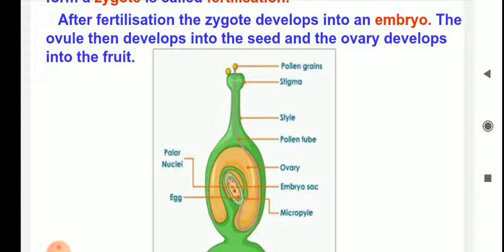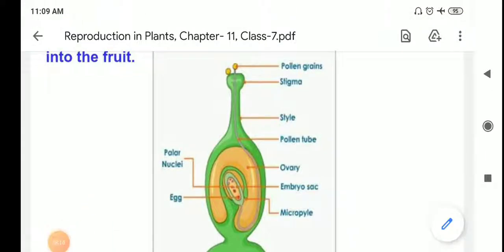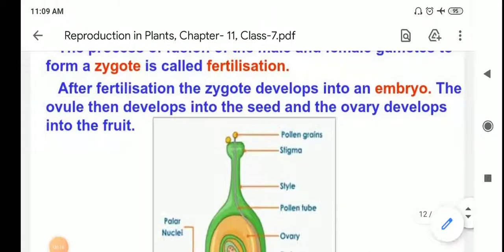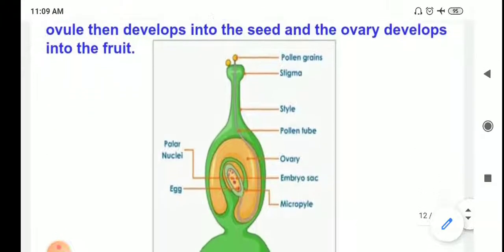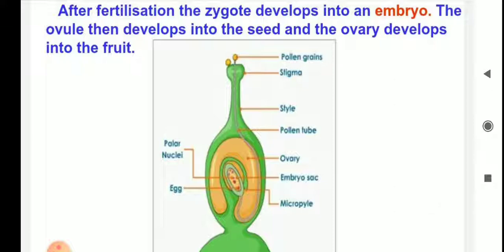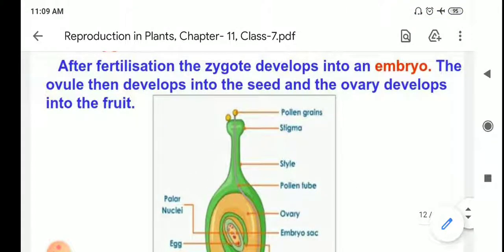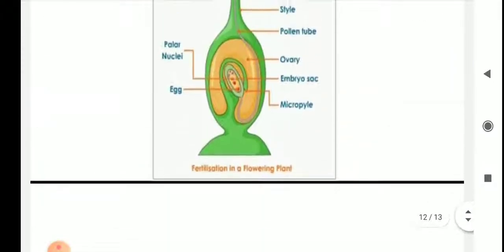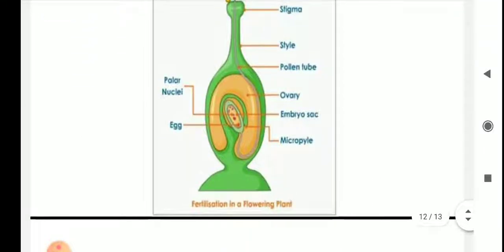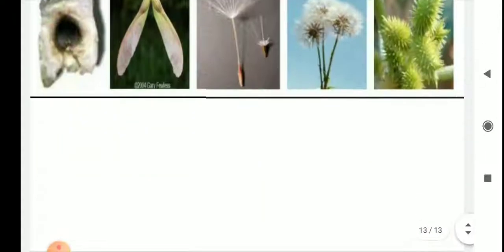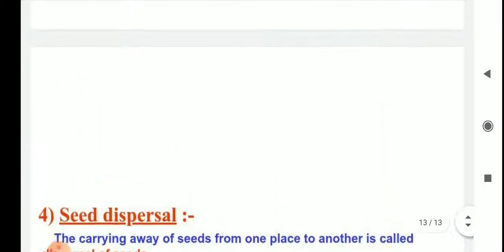After fertilization, the zygote develops into an embryo. When the zygote develops, that is the embryo. And the ovule then develops into the seed. All the ovules will develop into seeds, and the ovary will develop into a fruit. Understand? This is the process of fertilization. And tomorrow we will study seed dispersal.